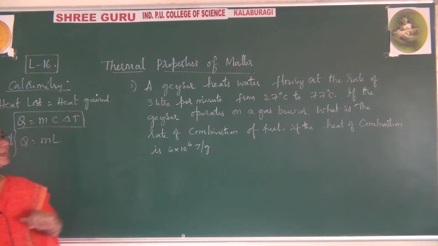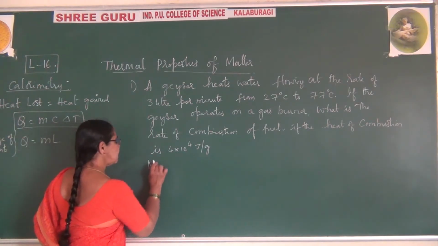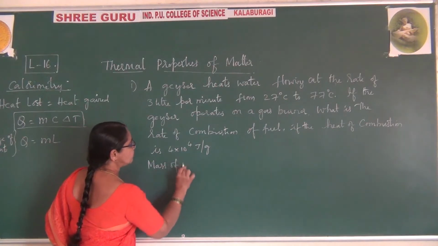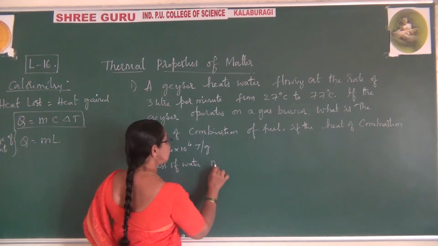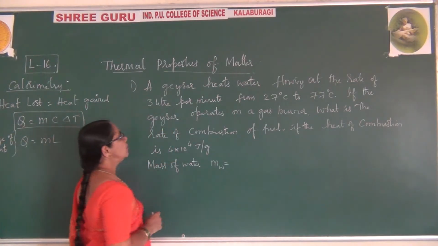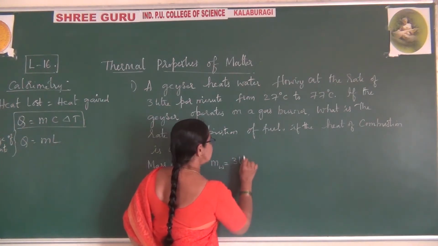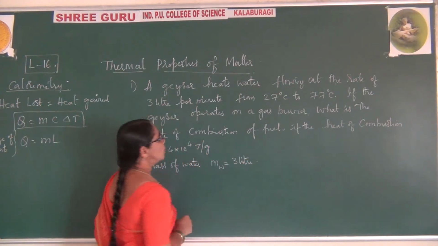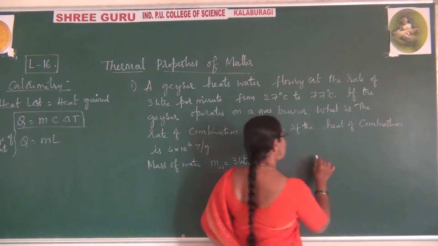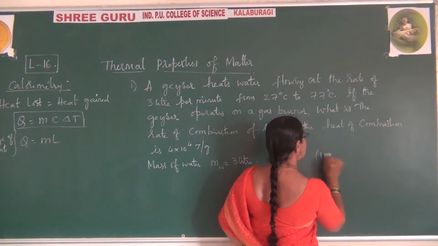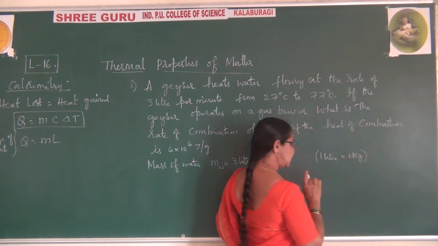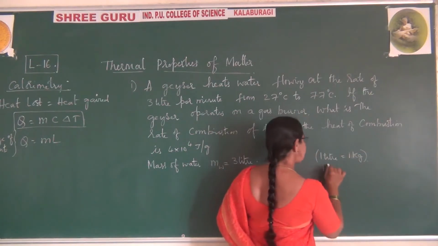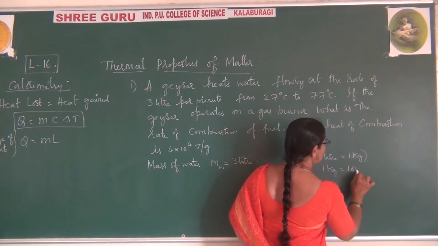First let me write mass. That is mass of what? Water. So first step, mass of water. Mass of water is how much? M is equal to, that is MW, which is 3 liters. Here, please remember, you know 1 liter is equal to 1 kg. This conversion you know. When you say 1 kg, it is equal to 1000 grams.